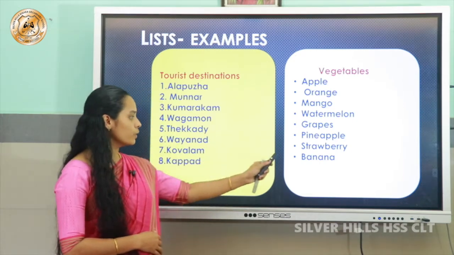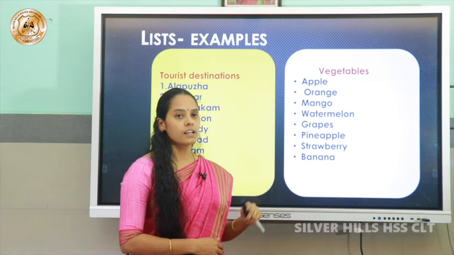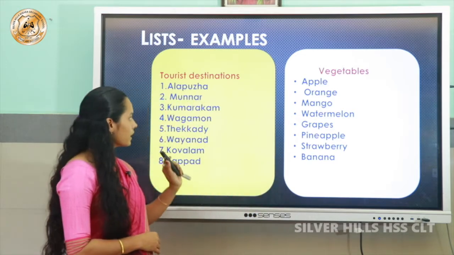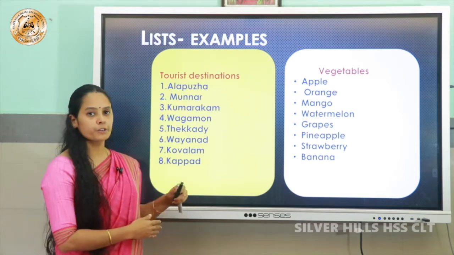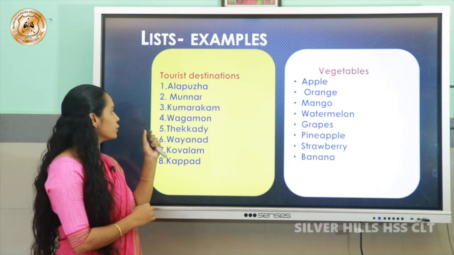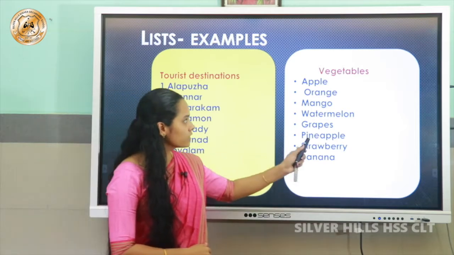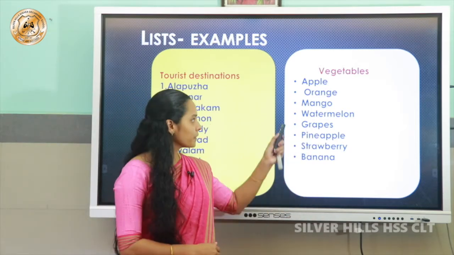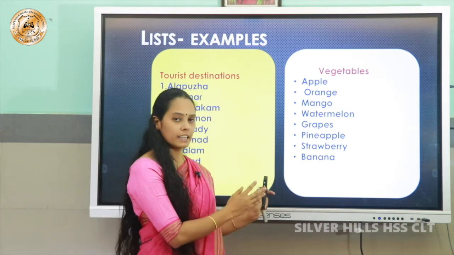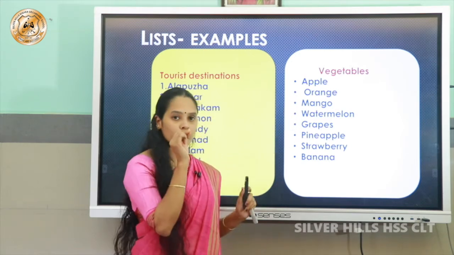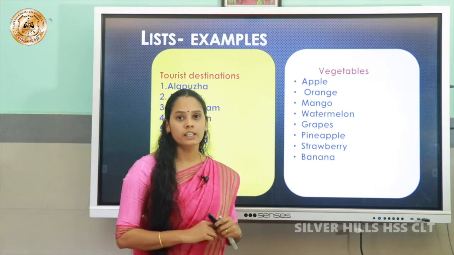Here you can see two lists, right? The first one is tourist destinations and the second one is names of some vegetables. Here you can see tourist destinations in Kerala, and I have written the names as 1 Alappuzha, 2 Munnar, like that, numbered 1, 2, 3, 4, 5. And what about this one? Here you can see the names of some vegetables, like apple, orange. That is also in the form of a list, but in front of the names you can see a dot, a bullet point. Instead of numbering, here I have used bullet points.